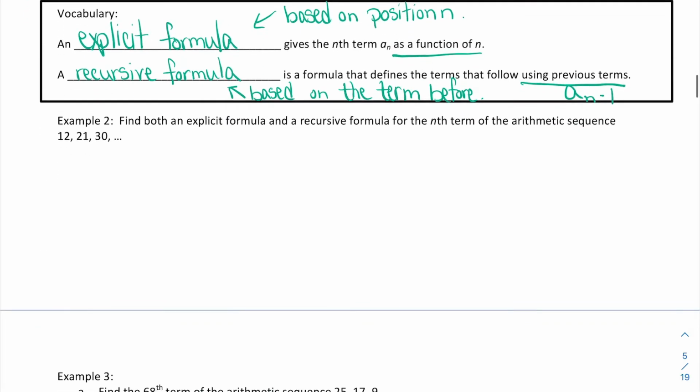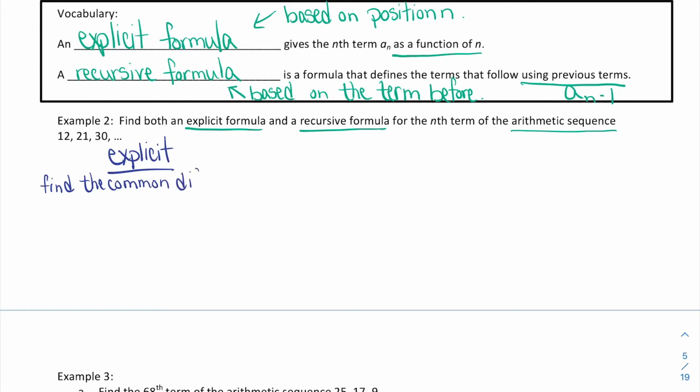Okay, so as we look at example number 2, we want to find two types of formulas, explicit and recursive, for the nth term of the arithmetic sequence, so they are guaranteeing me that it's arithmetic, and it is 12, 21, and 30. So first we're going to focus on an explicit formula. To find an explicit formula, the first thing we're going to do is find the common difference, which is d. So we'll take 21 minus 12, which is 9. And also 30 minus 21 is 9. So my common difference, you can see, is 9.